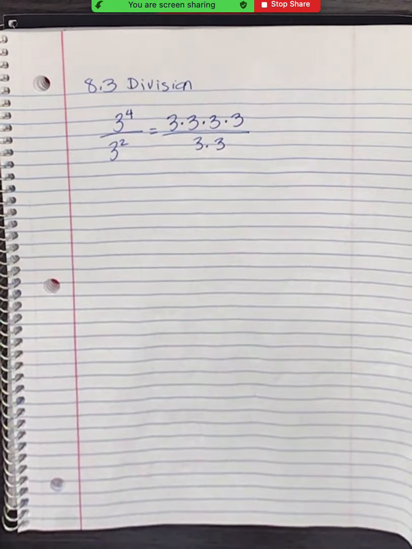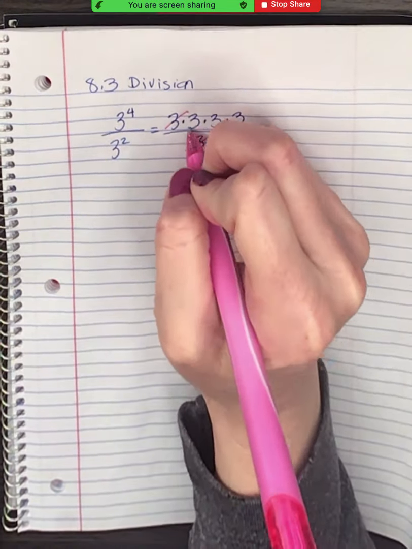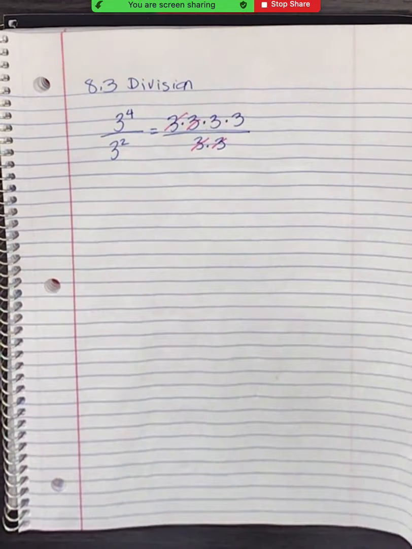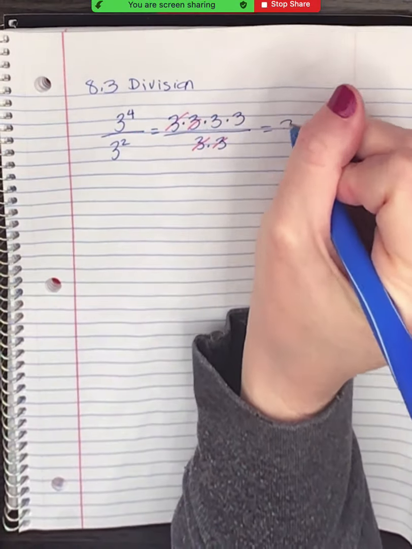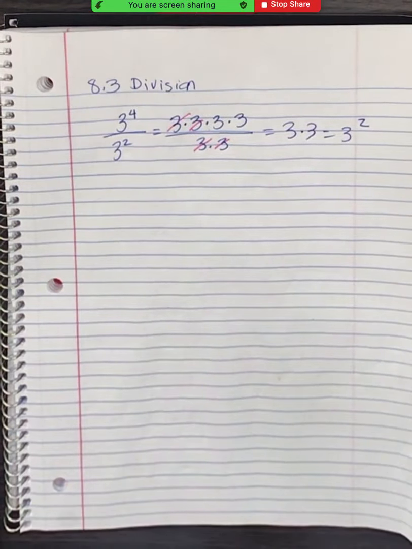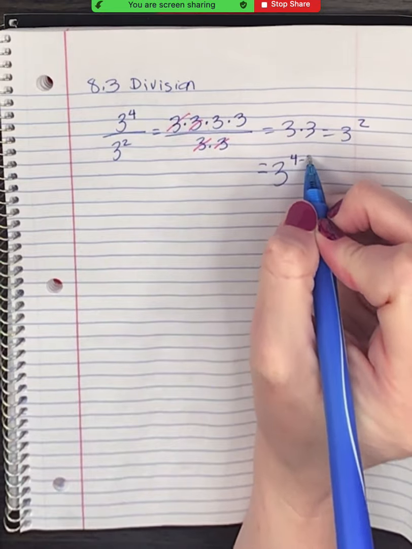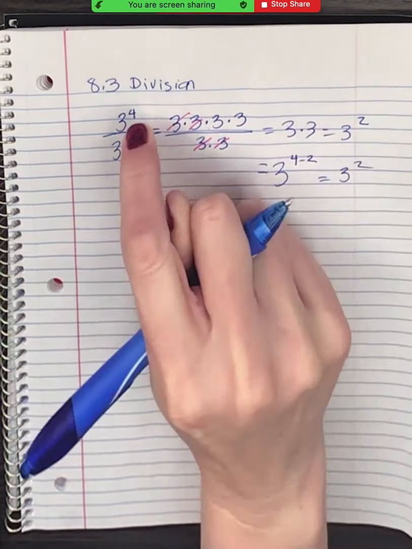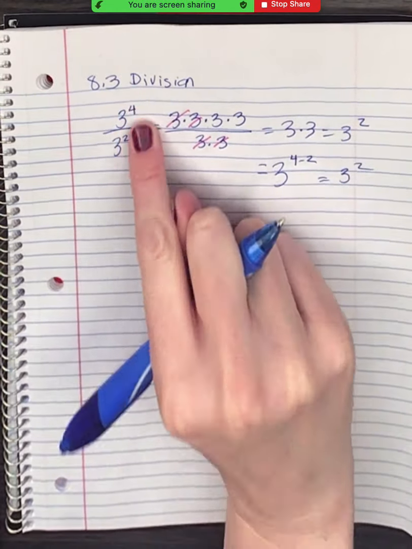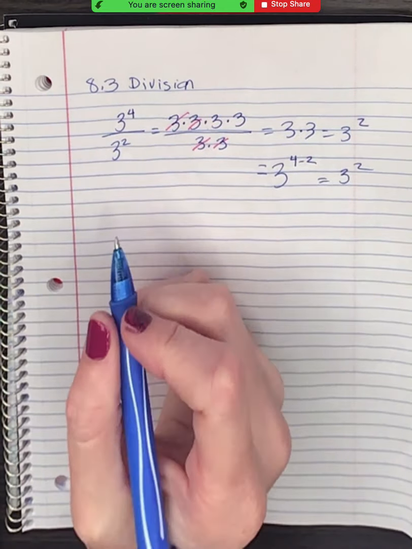And then properties of division allowed us to say, well, I can cancel out these common factors. And I end up with 3 times 3, which is 3 squared. Okay? Which ends up being the same as 3 to the 4 minus 2. So they have the same base, so we subtracted their exponents. Okay, so these are 2 more properties.